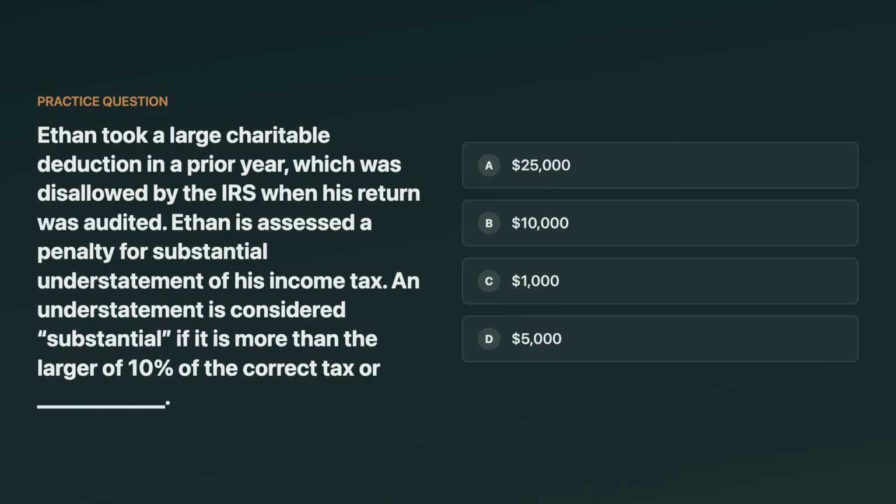The answer is $5,000. For individuals, substantial understatement means more than the larger of 10% of the correct tax or $5,000 under IRC 6662(d). A tempting wrong answer is $10,000 because that number shows up in other penalty contexts, but not for this individual substantial understatement rule.